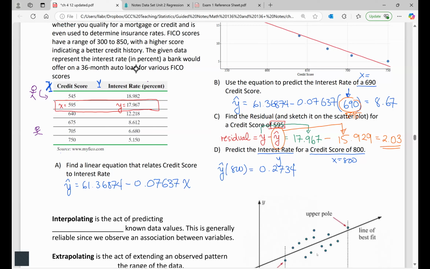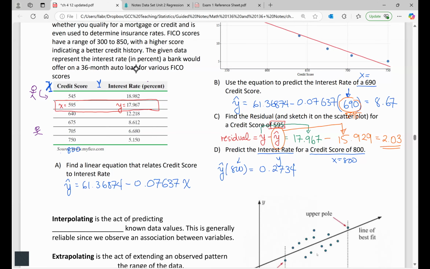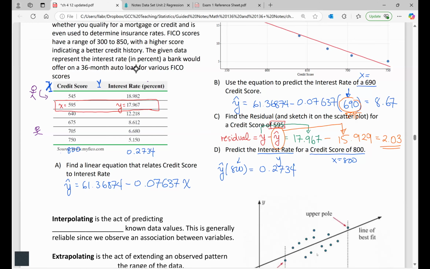Now, what I want to point out, though, is that 800 basically says if you get that credit score, and notice there was no credit score of 800. It only goes up to 850. But this says that your interest rate should be 0.2734%. And that's kind of unheard of.